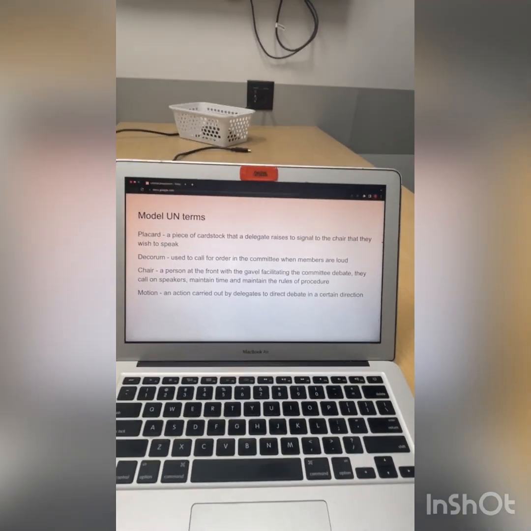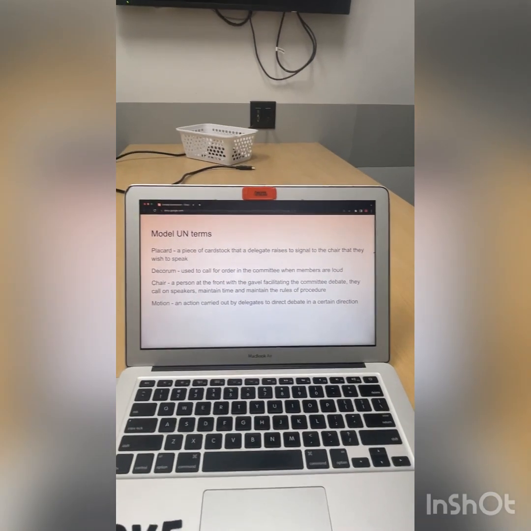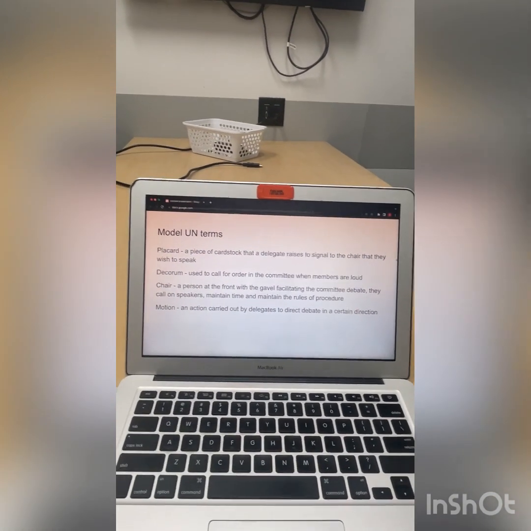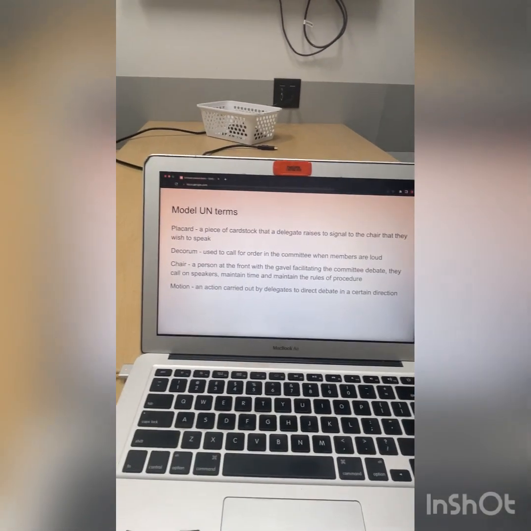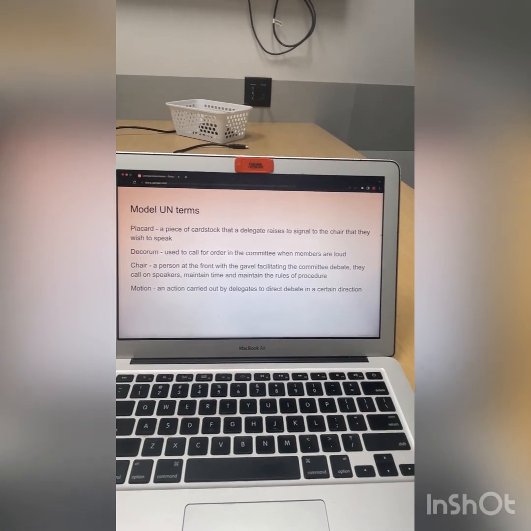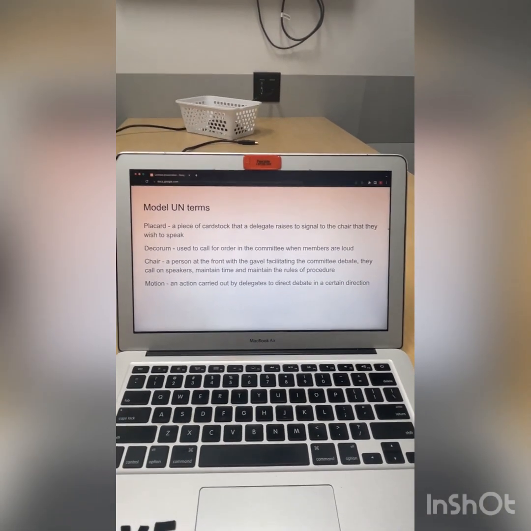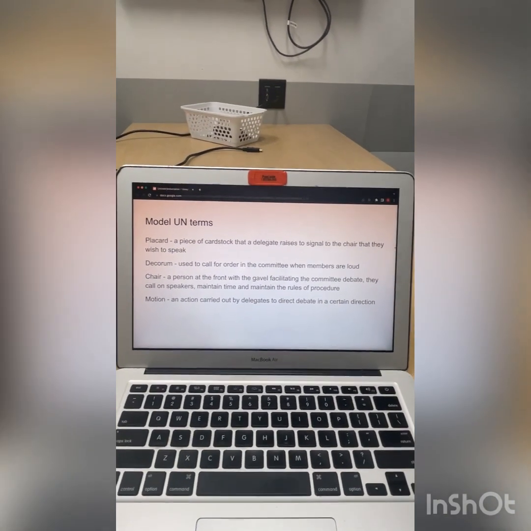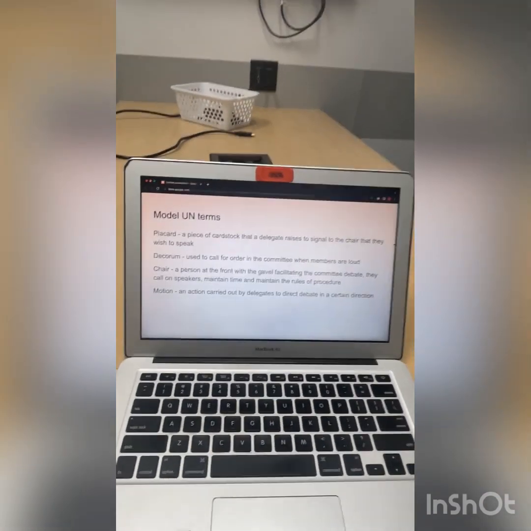There's a chairperson, so the chair is a very important person because they're sitting at the front of the room with the gavel, and they're the ones that facilitate all the debates. So they make sure that no one is talking over each other, cross-debating, and they call on speakers. They maintain the time of the speeches and the time of the entire committee, and they maintain the rules and procedures at all times.